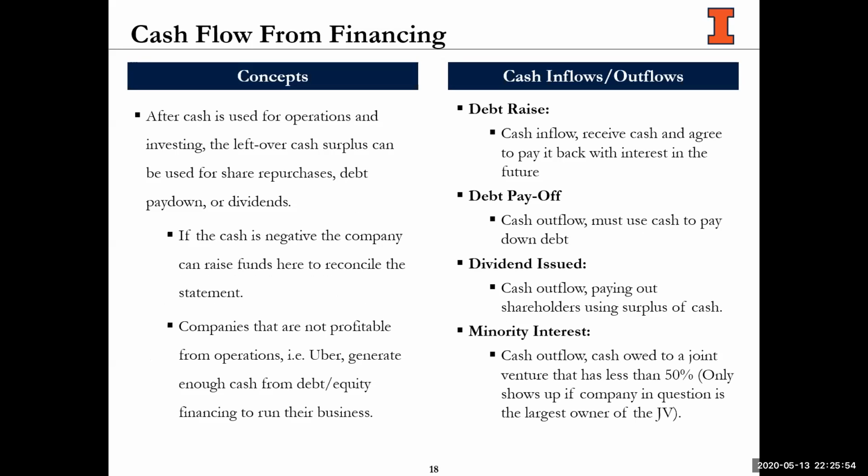Cash from financing. So this is essentially the activities that are showing the sources of where the company is getting their cash from. So a cash inflow here would be a debt raise or selling securities. An outflow may be paying off your debt or issuing a dividend. Another thing you may see here is minority interest, which is a more minute thing that we kind of talk about. However, it's important to know that if a company has less than 50% ownership of the company, this will show up here as a cash outflow.